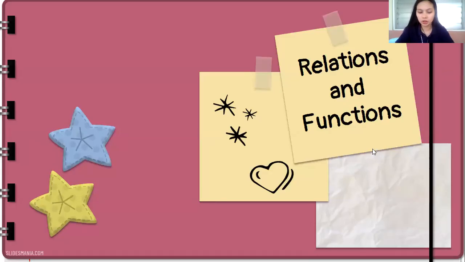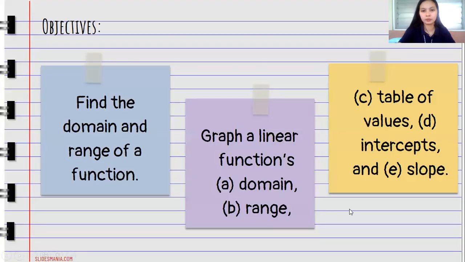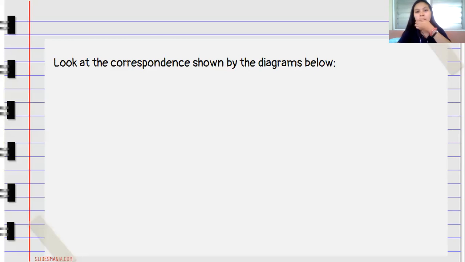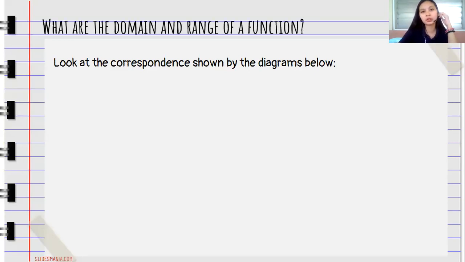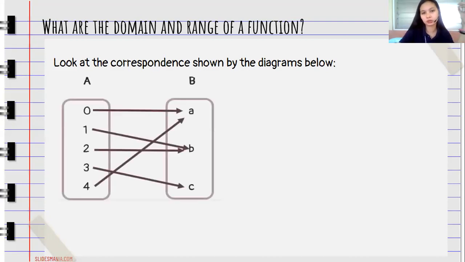And so, continuation of our lesson about relations and functions. Our objectives are to find the domain and range of a function, graph linear functions such as the given domain, range, table of values, intercepts, and slope. Look at the correspondence shown by the diagrams below. So what are the domain and range of a function?